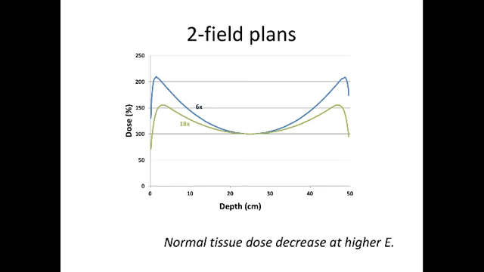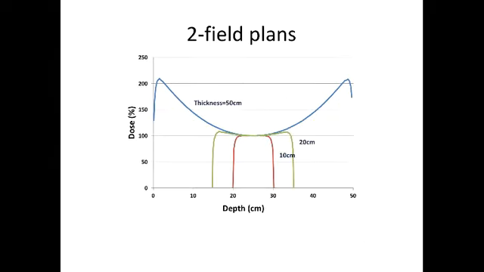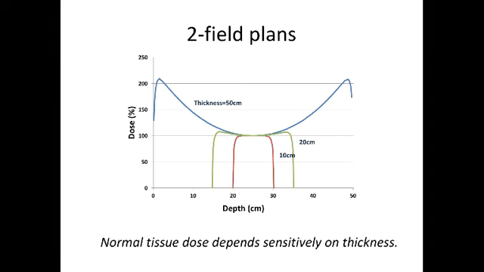The second thing is that this effect depends on thickness. So if you have a very thin patient, it's pretty much an even dose distribution, whereas if you go to a very thick patient, you'll get a very big inhomogeneity because of the fall off in depth of the beam. So normal tissue dose or inhomogeneity depends sensitively on the thickness of the patient.